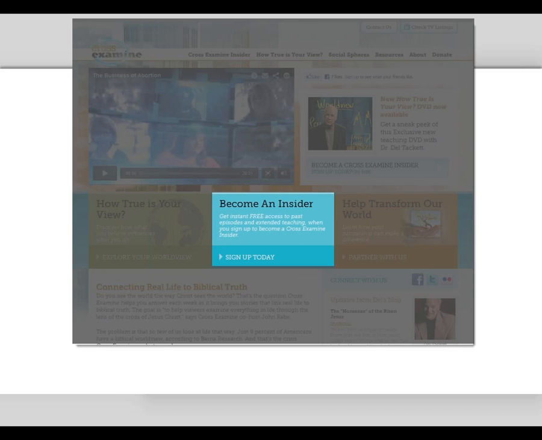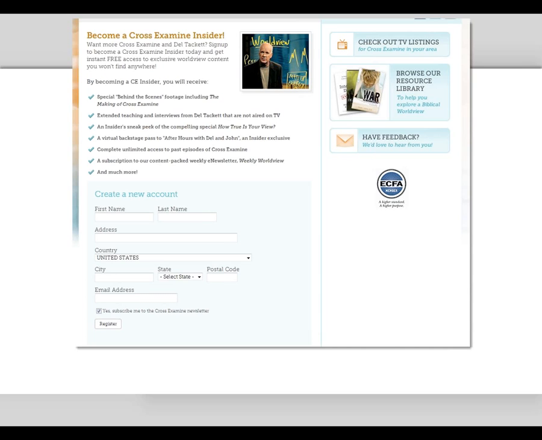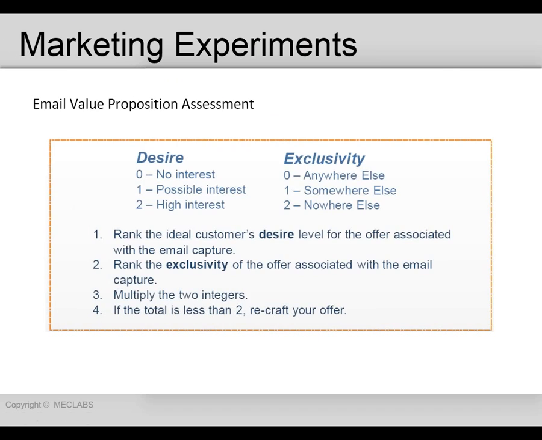Okay, so let's go back again to our grading scale here. Remember, we're going to look at, for the ideal customer or donor, in this case, the desirability level. Would this be something that would be of no interest, possible interest, or high interest? 0 is no interest, 1 is possible interest, 2 is high interest. 0, 1, or 2. Okay. Great. Looks like we see lots of 2s. So far, unanimous 2s.